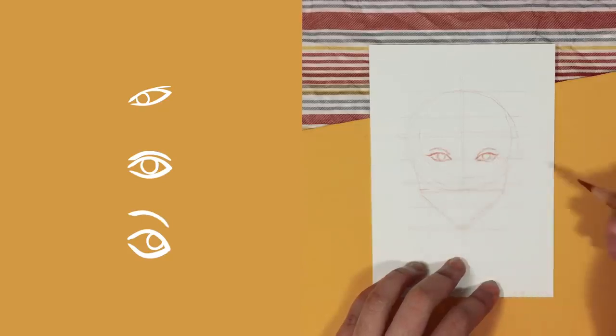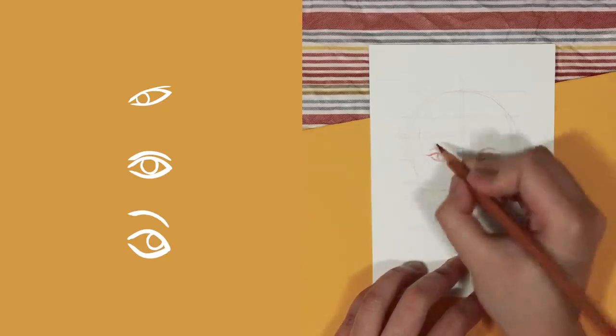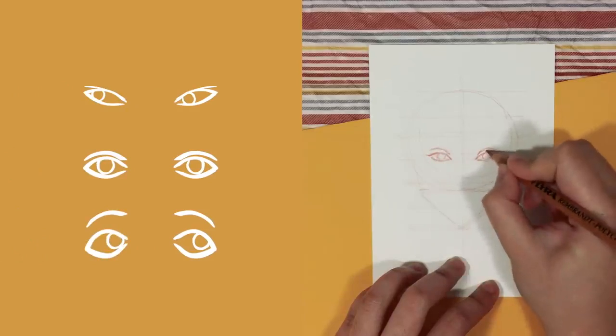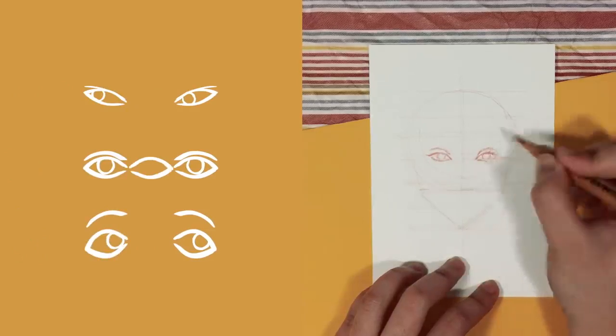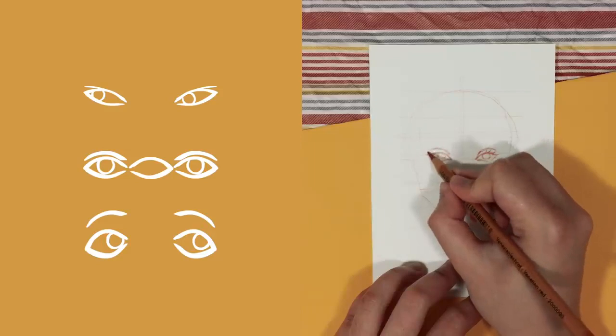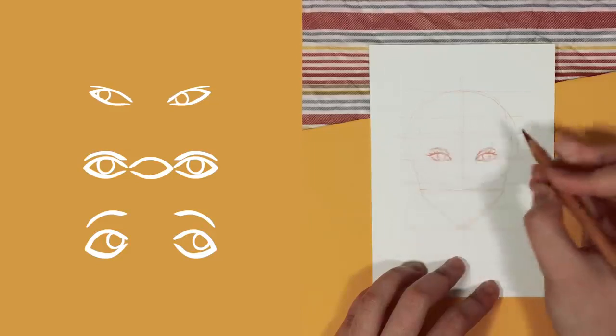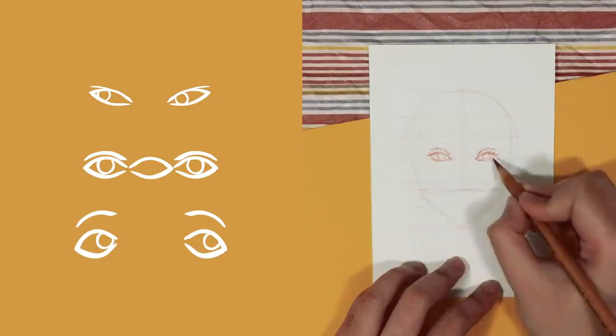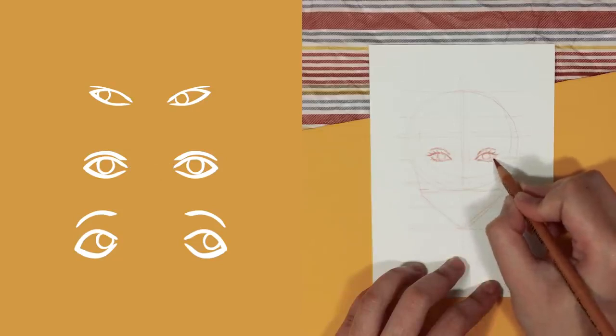And the last thing I like to take note of is the distance of the left eye to the right eye. Normally, this distance is another eye. However, you can draw the eyes closer together for close-set eyes or further apart for wide-set eyes.